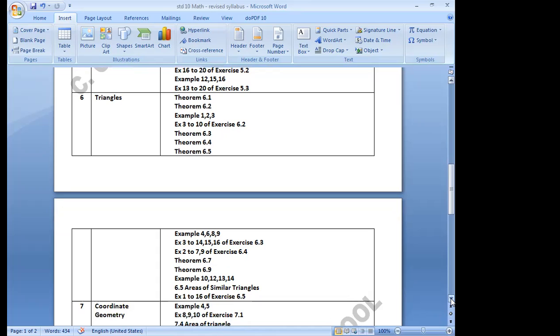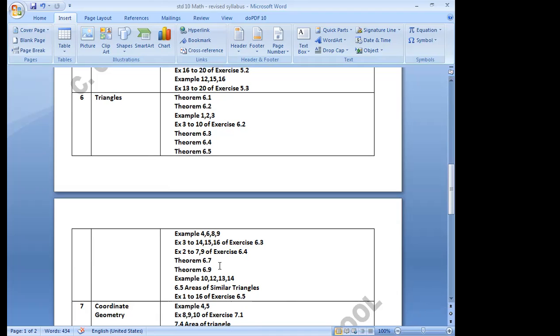Then next, page number 145, theorem 6.8. That is the most important theorem. It is Pythagoras theorem. It is included. I'm talking about theorem 6.8, the most important theorem, and it is included.